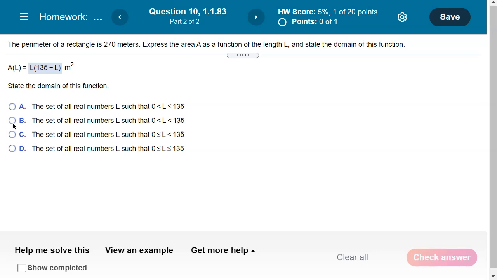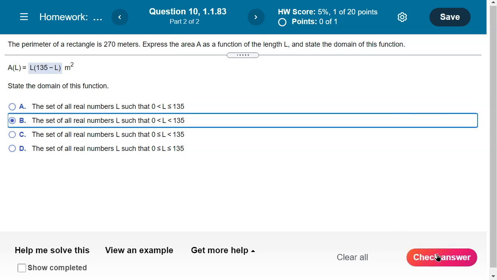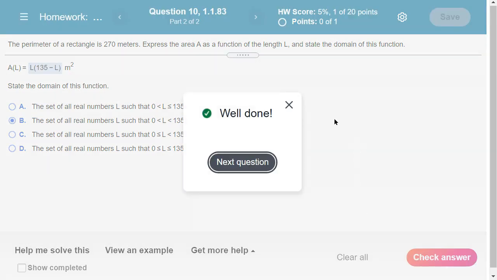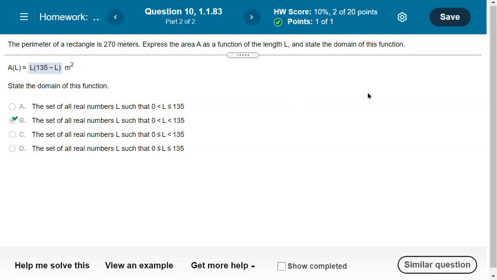All right, let's see if they like this answer. Let's check the answer. All right, got that. That's it. I hope that this was clear.